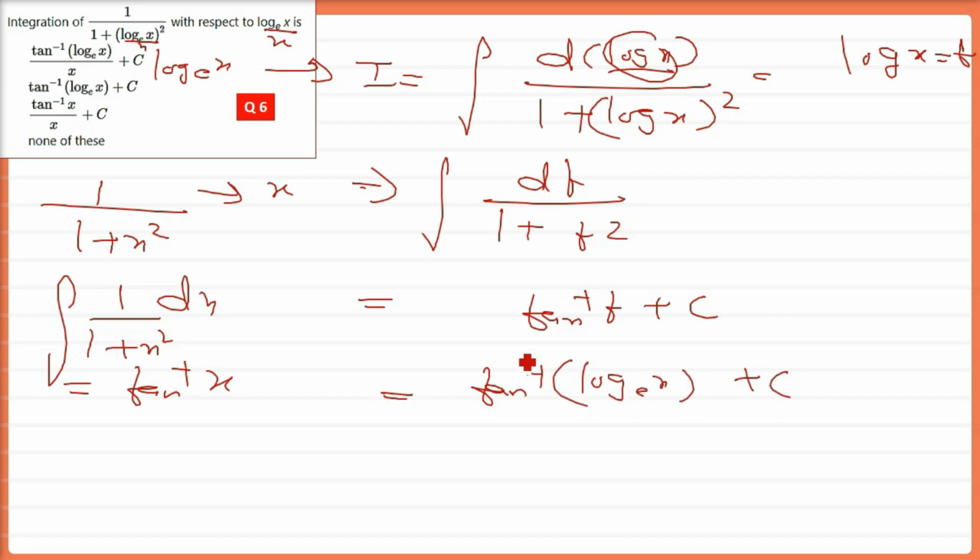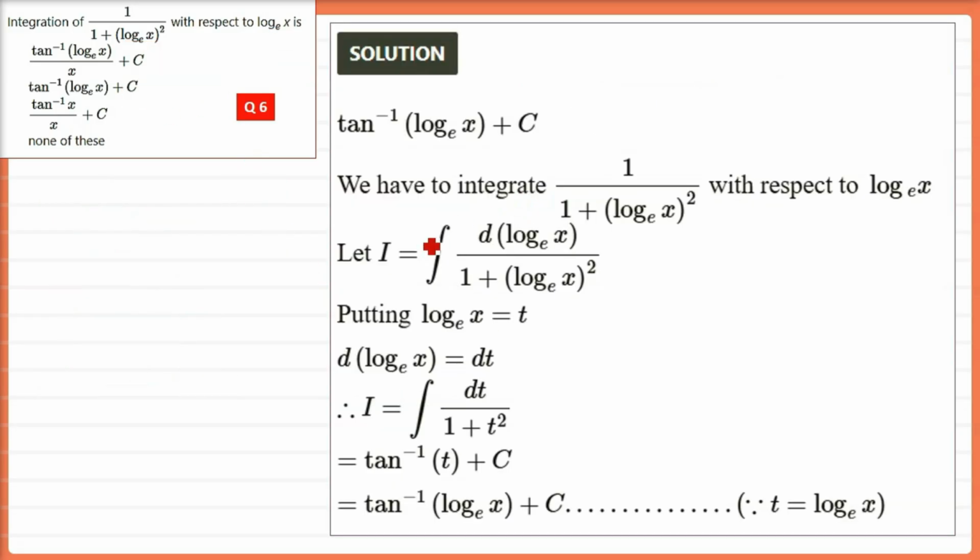Now write e also here, just to show the examiner. So this is your correct result. It's an easy question but a tricky question. Otherwise, you have done it already.